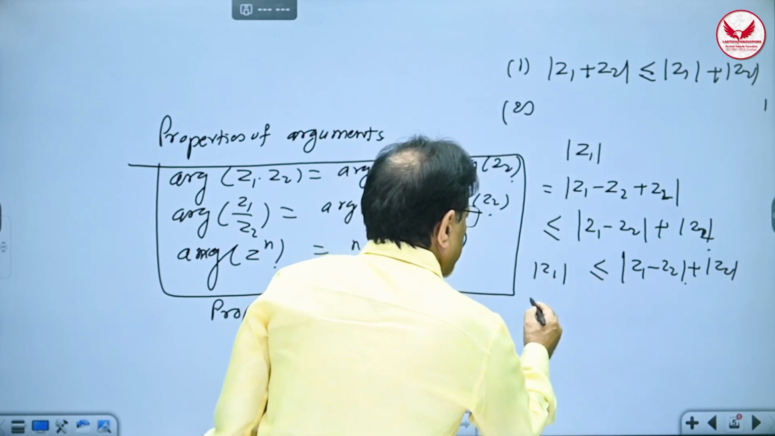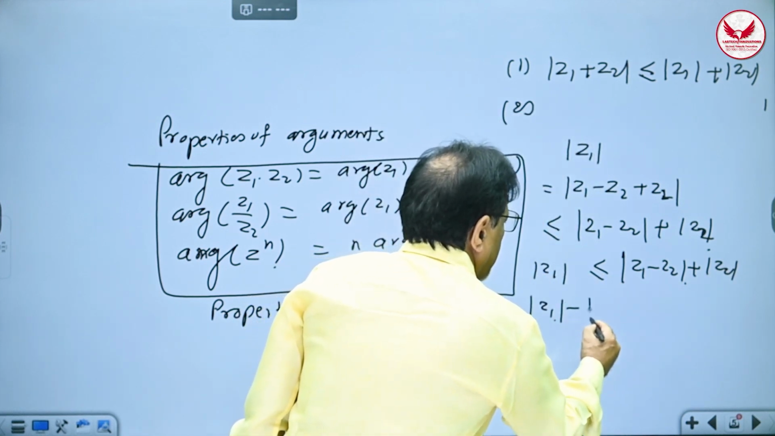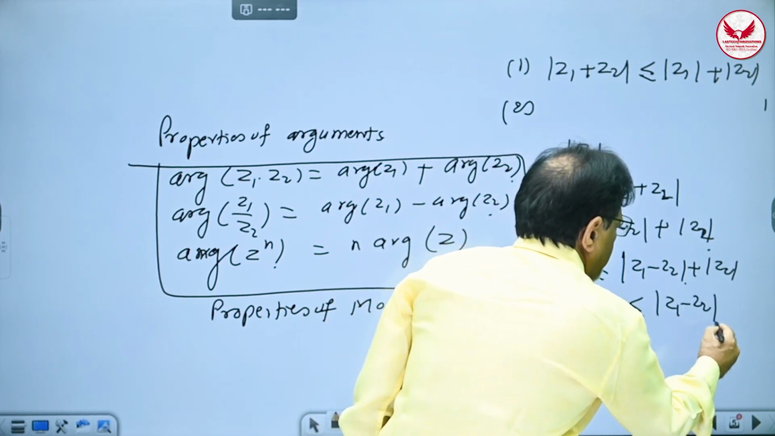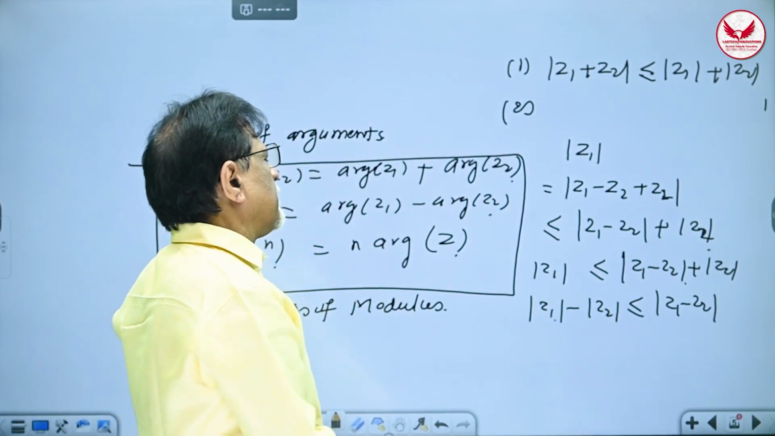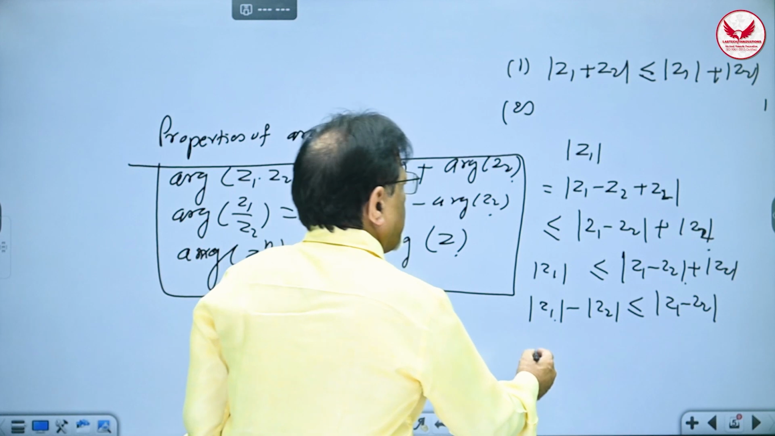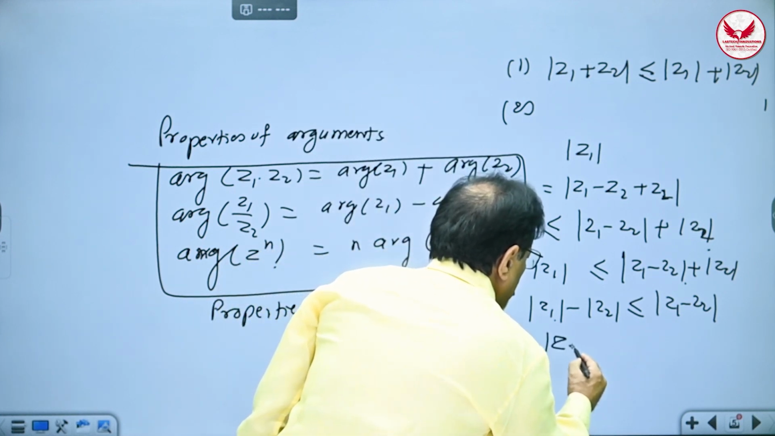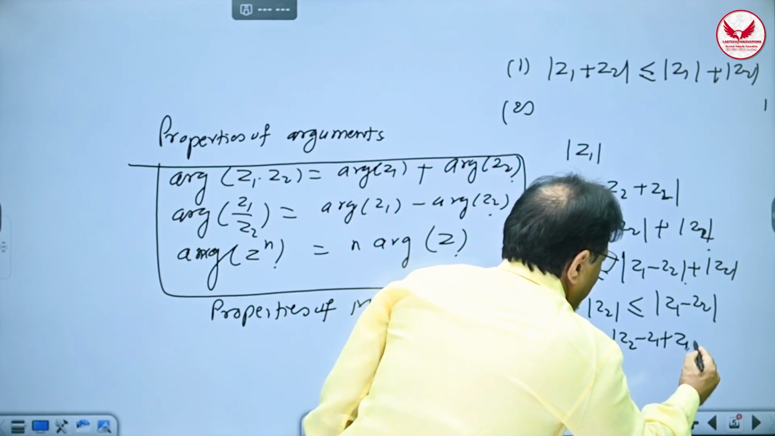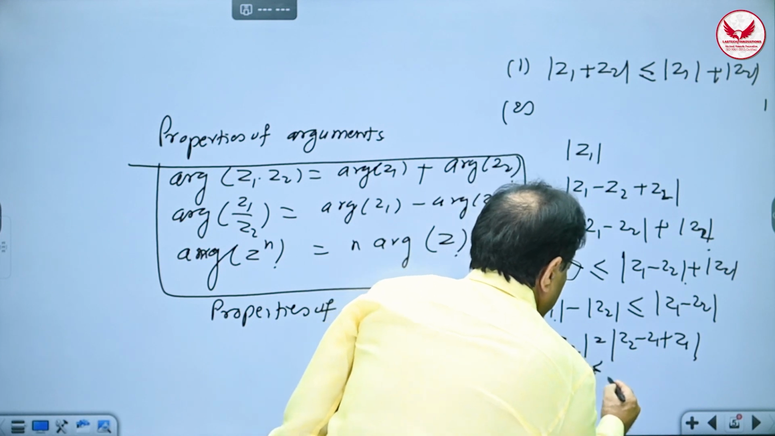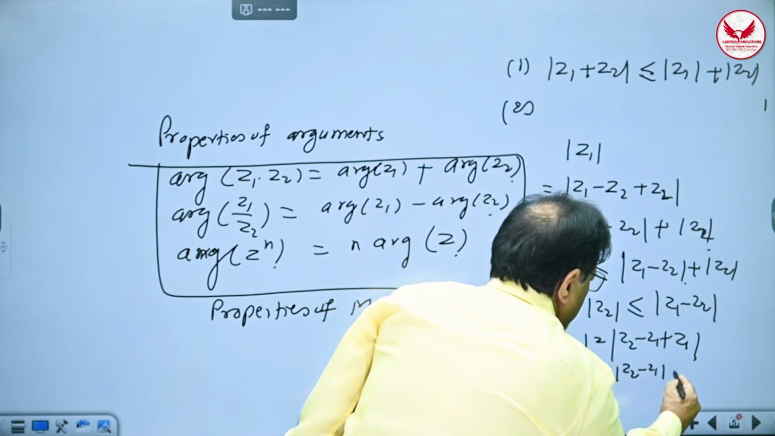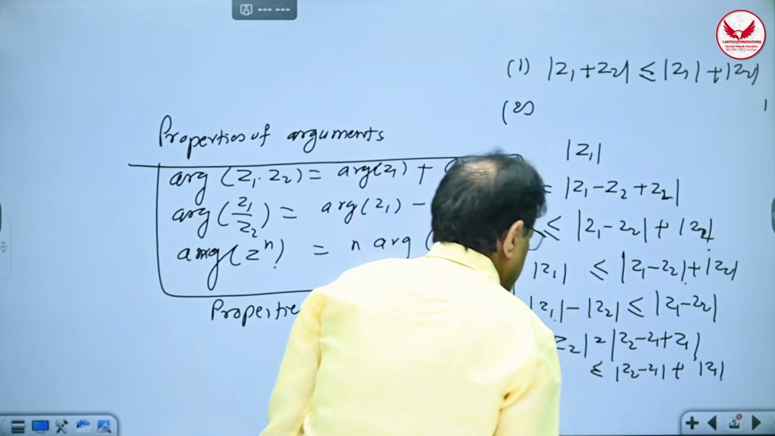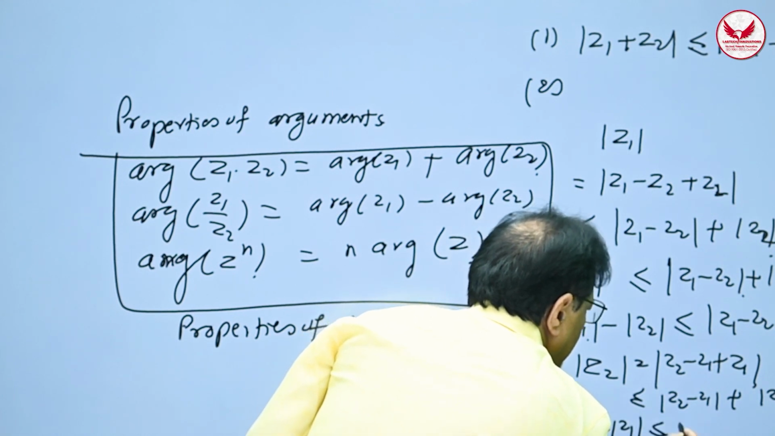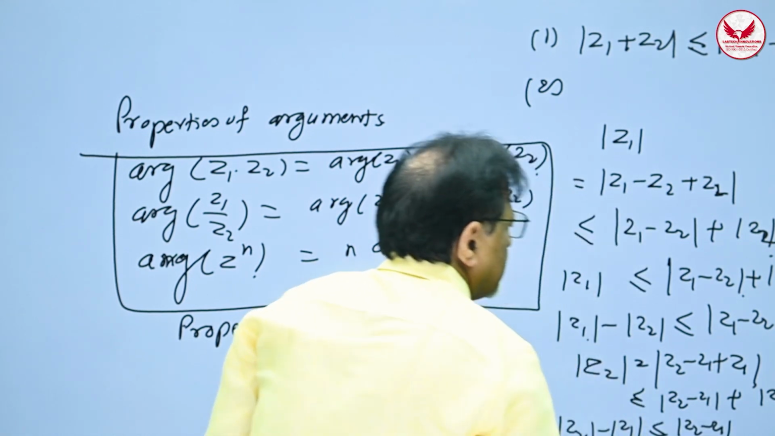Now if I bring this z2 on this side, then mod of z1 minus mod of z2 will be less than or equal to mod of z1 minus z2. Correct? But I started with mod z1. I would have started with mod z2. If I start with mod z2, then mod z2 can be written as mod of z2 minus z1 plus z1. Correct? So this is less than or equal to mod of z2 minus z1 plus mod of z1. That means mod of z2 minus mod of z1 is less than or equal to mod of z2 minus z1.